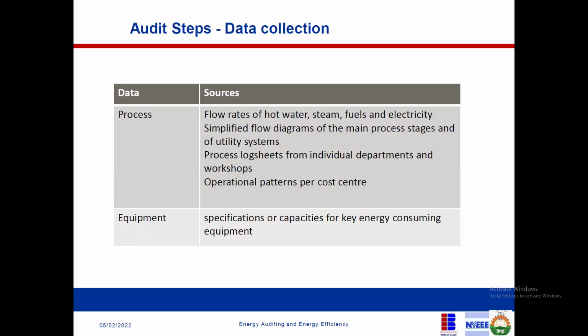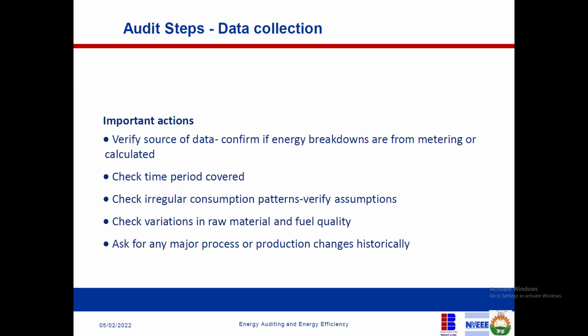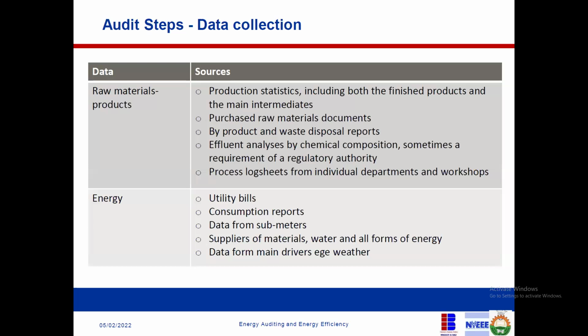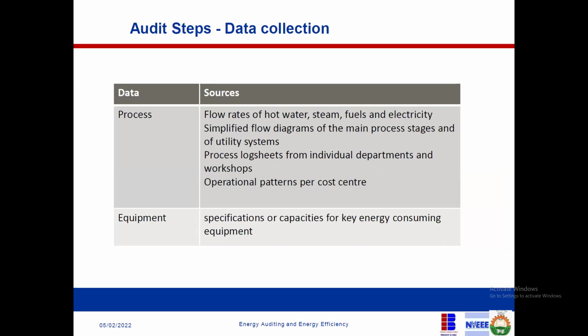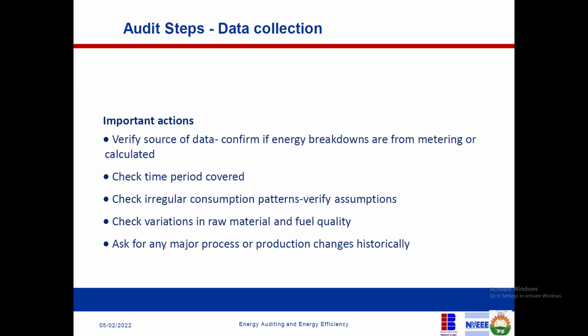Then the next thing, you move to the equipment. You collect data from the equipment. You specify the equipment and what they are consuming, and so on and so forth. So you can see that we're collecting data from 4 sources: the raw materials, the energy consumption, the production process, and then the equipment. So it's still on data collection.